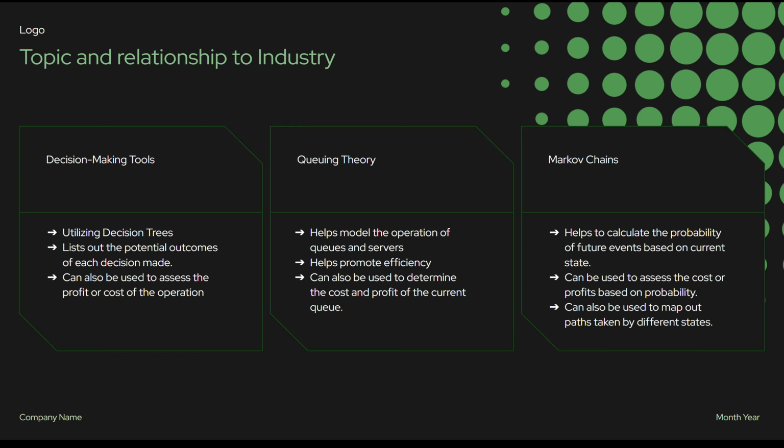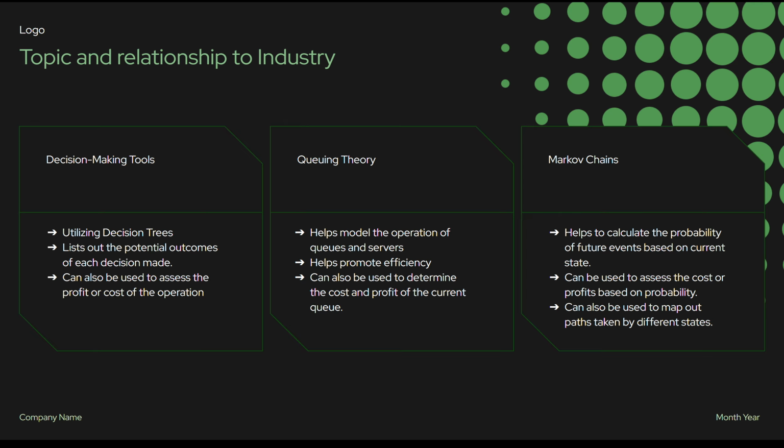Another thing is queuing theory. Queuing theory is essentially divided up into different models, and each model has its own set of parameters that allow them to be used. Essentially, queuing theory is beneficial in that it helps model the operation of queues and servers within the whole system. These models are used to help promote efficiency in a system. They can also be used, just like decision making tools, to determine the cost and profit of the current system or queue that's being used.